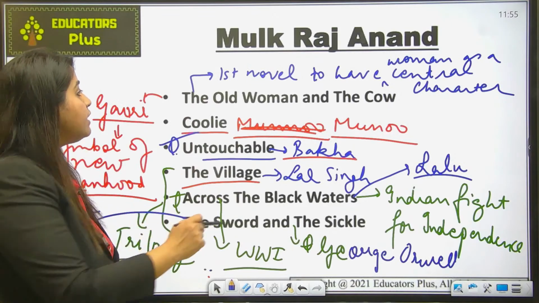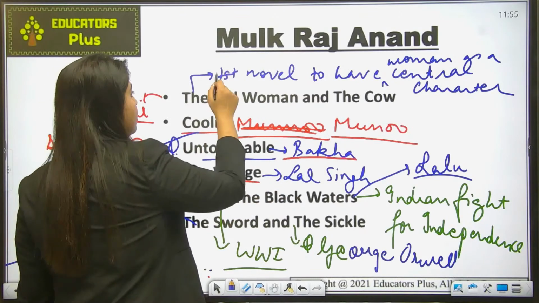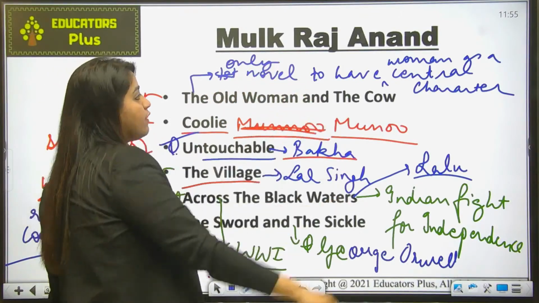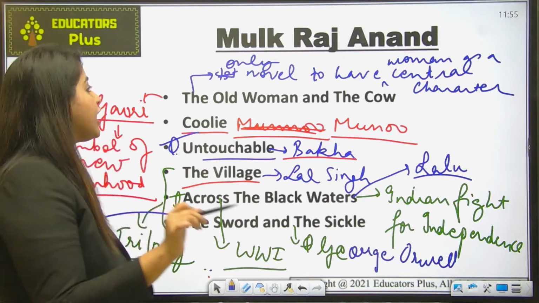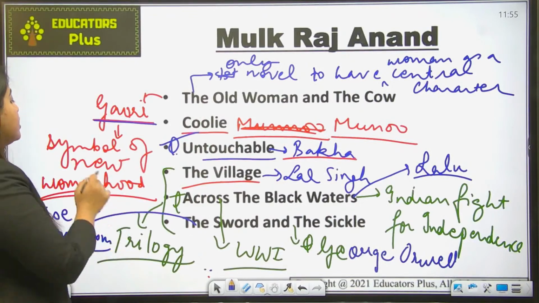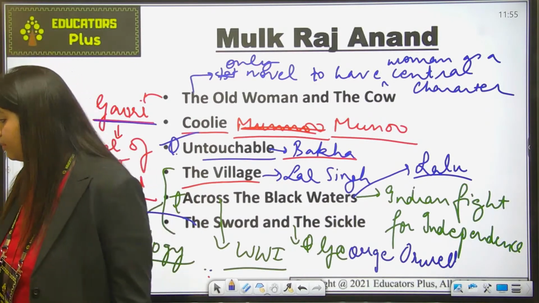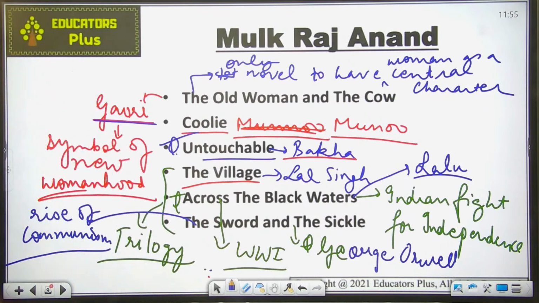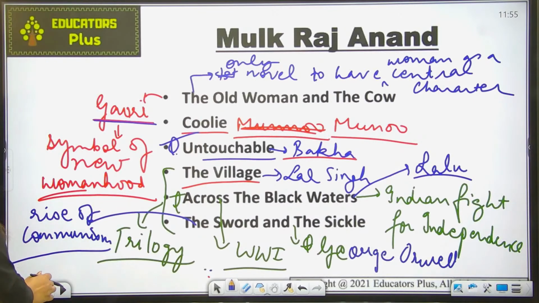Okay, and The Old Woman and the Cow is the only novel of Anand, not the first, only novel of Anand to have a female character as a central character. And who was the central character? It was Gauri. And in the novel she emerged as a symbol of new womanhood. Is this clear? Any problem? So this was all about Mulkraj Anand. Okay, और ये सारे works important हैं, so please make a note of it.